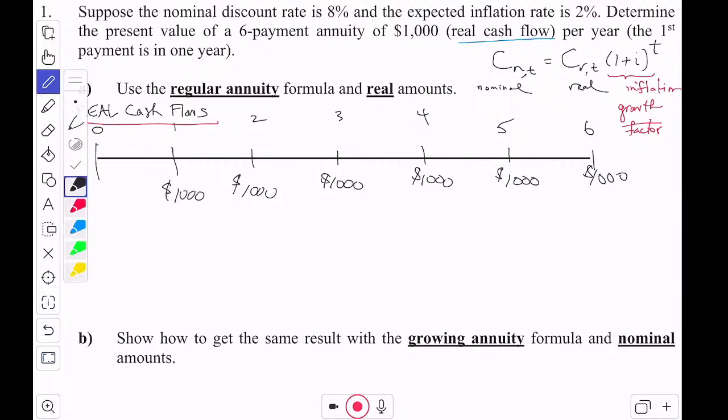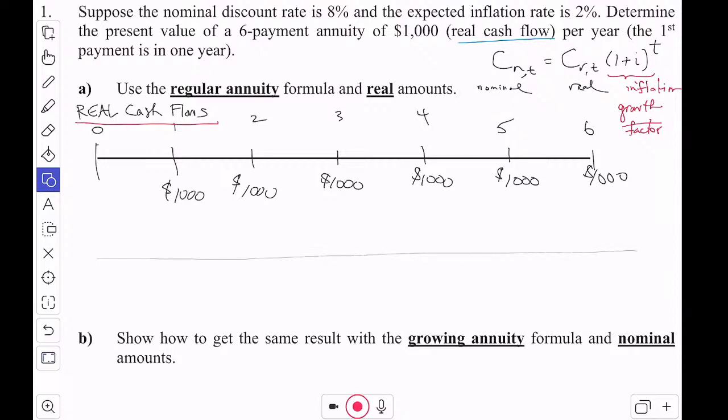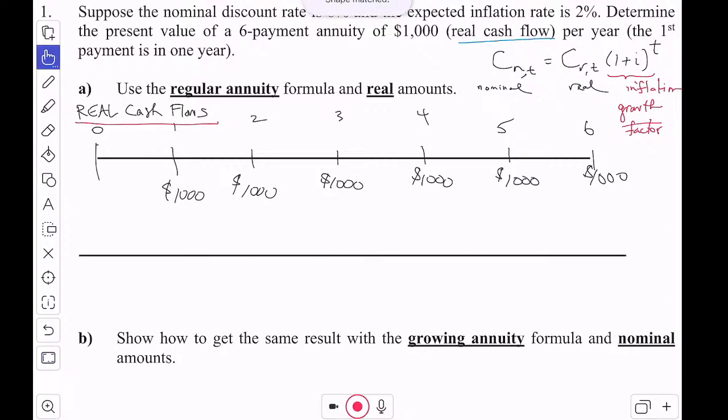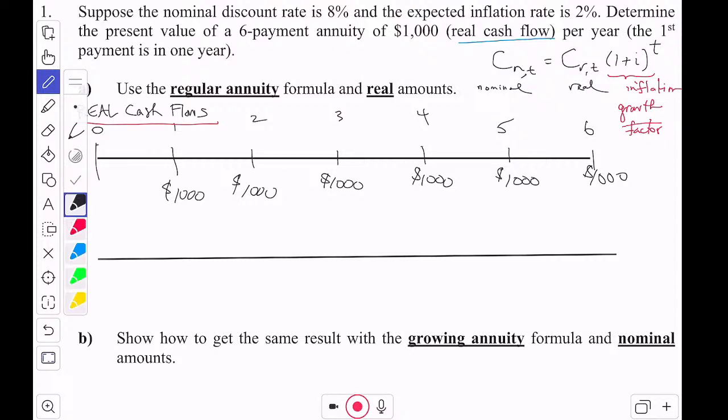And the first thing you want to do with this is change it into nominal so we can understand it a little better. Maybe this makes us more comfortable. I don't mind real because I understand what it means, but some people feel uncomfortable. Okay, so let's convert those right off the bat to nominal.